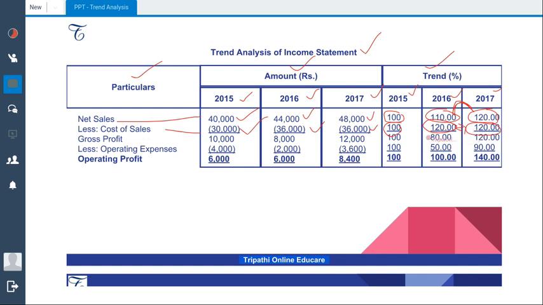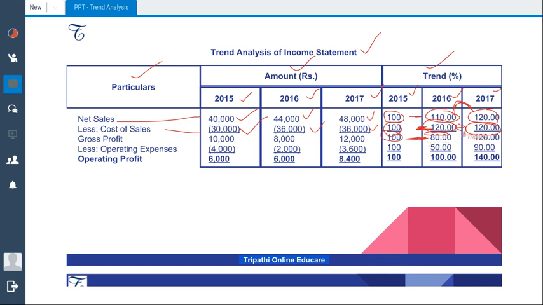So if you see the profit, in the first year it reduced to 80%. Now, why is it reducing in the year 2016? Why is it reducing to 80%? Because your cost of sales went up to 120%. Now, if you see your sales is increased to 110%, but your cost of sales has increased to 120%. That means cost of sales of 2016 has increased more than the increase in sales. And this is the reason your gross profit came down to 80%.